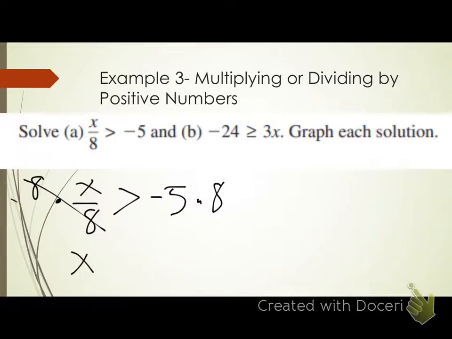What's negative 5 times 8? Negative 40. Does my inequality symbol flip or stay the same? Stay the same. Are you sure? My right side's multiplied by a negative, right? So does it flip or stay the same? It stays the same, right? Why are y'all saying it stays the same? Because the thing that.